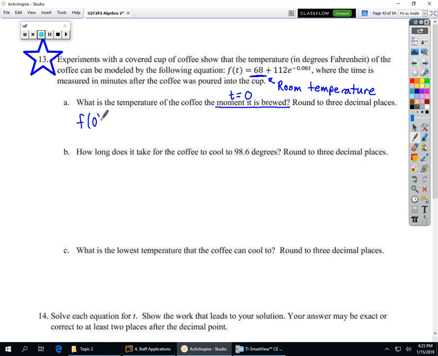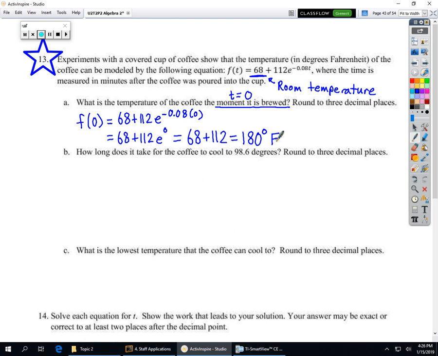F of 0. If I plug in 0, I get 68 plus 112 e to the negative 0.08 times T, which is 0. Well, if I'm multiplying by 0, this whole thing is 0. This becomes 68 plus 112 e to the 0. Well, e to the 0 is just 1, right? And if you multiply by 1, nothing happens. So this e to the 0 actually just completely goes away. I'm left with 68 plus 112, meaning 180 degrees Fahrenheit. So the initial temperature, you just plug in 0.